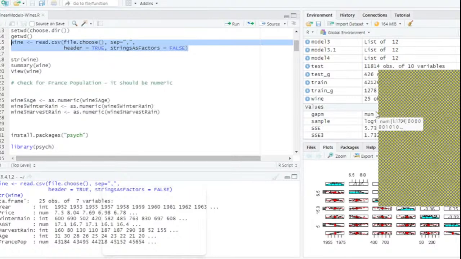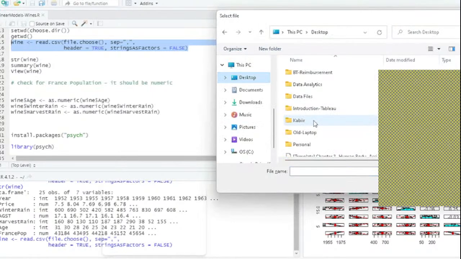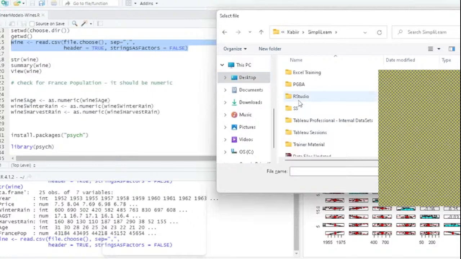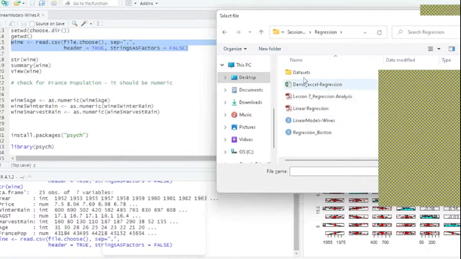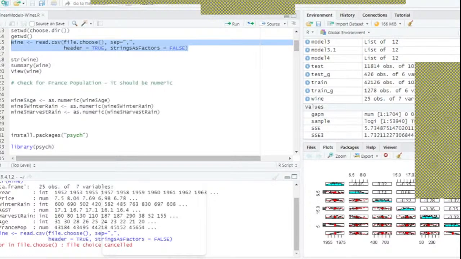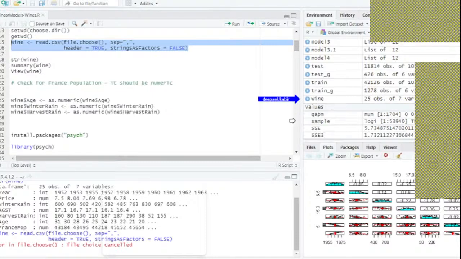Line number 15 and 16. Run it and Explorer window will open. Then you will pick up the data set like this, the way I am doing. And then you will see wine in the global environment. Check the global environment. You should have wine data set, 25 observations across 7 variables.